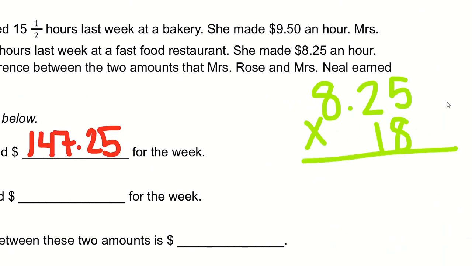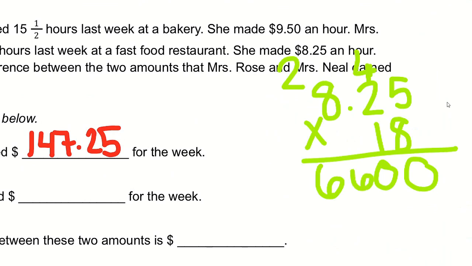Okay, 8 times 5. 40. That is 40. 8 times 2, that is 16. Plus 4, 20. And 8 times 8 is 64, plus 2, 66. And then we got a placeholder 0 before we can move on. Then we can move on. I'm going to switch colors so we don't get confused.